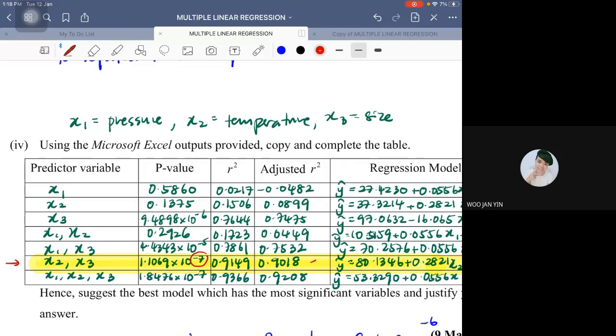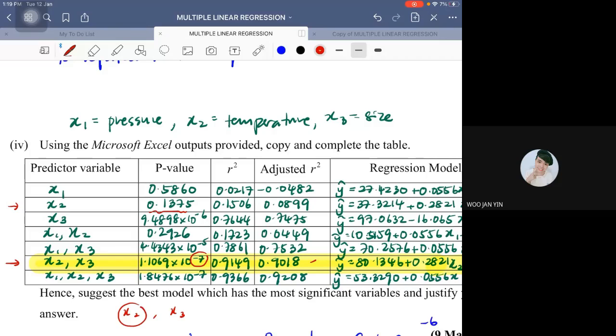However, the answer is no. This is not going to be the best model. The reason is the fourth criteria that I explained to you just now. When I pick x2 and x3, I have x2 and also a variable x3 in my model. But when I look at x2 individually, the p-value is actually kind of big. It's a value of 0.1375. So what does it mean by having a p-value of 0.1375?